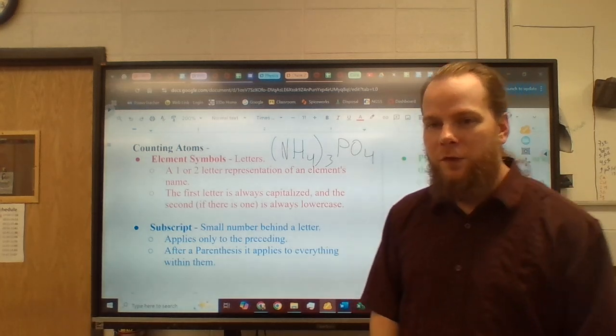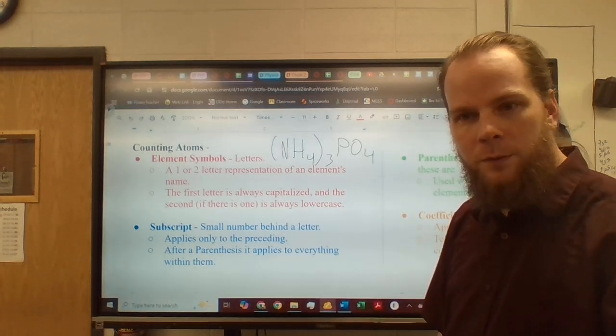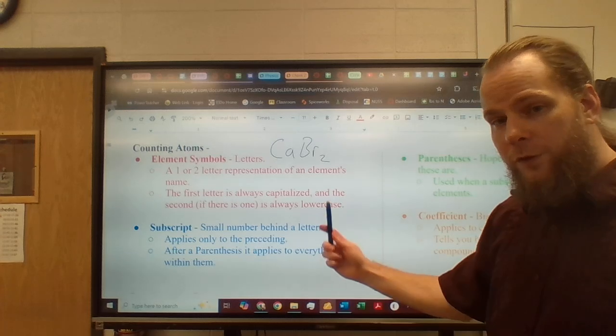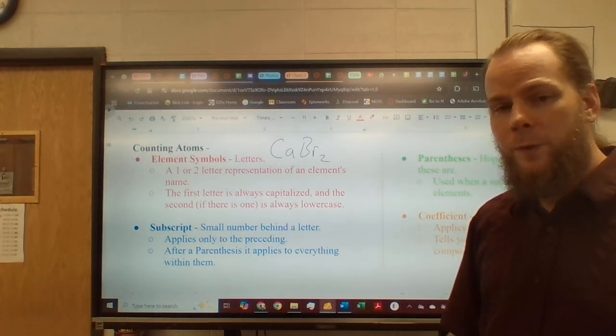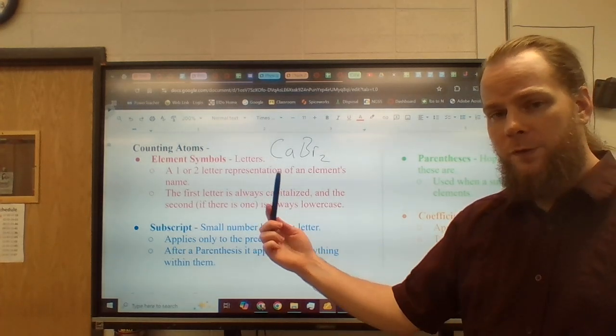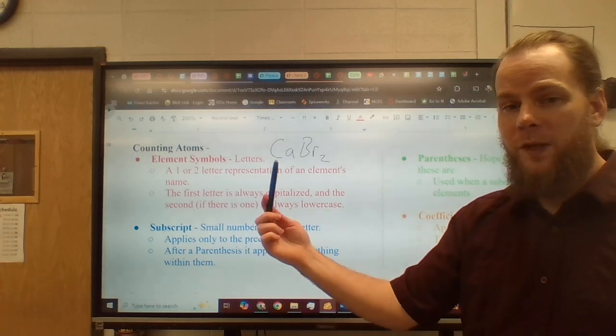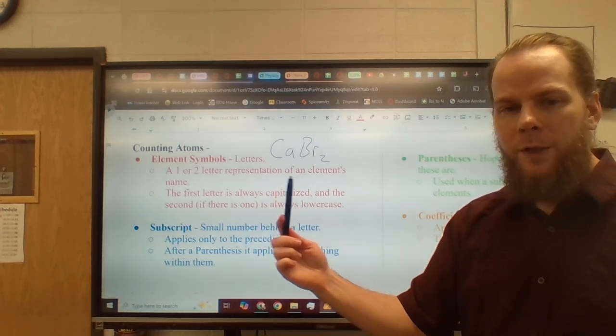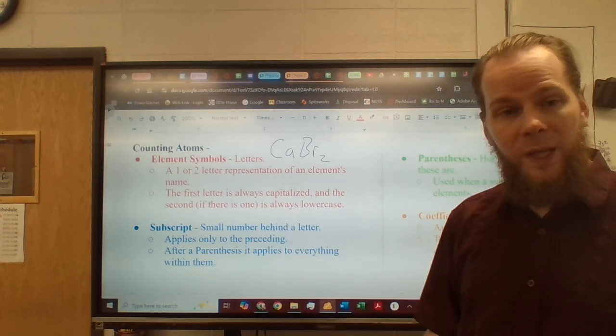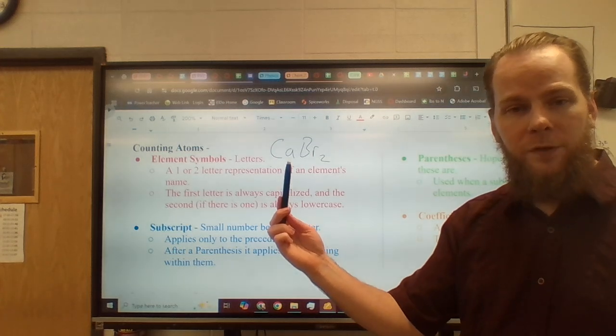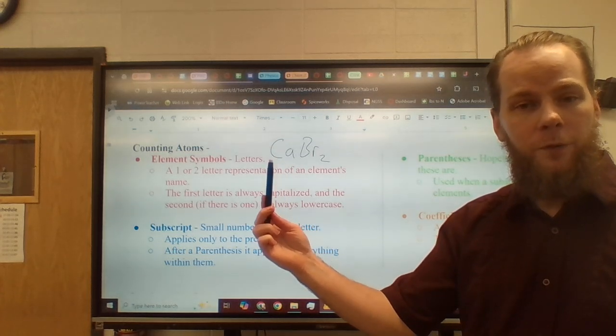Now, where things can get exciting, I'm going to pause this and write this one down. Okay, so here's another example, CaBr2. In this, there are four letters, but there's only two elements because, again, only the capital letters show the beginning of a new element. That lowercase letter is part of the symbol.